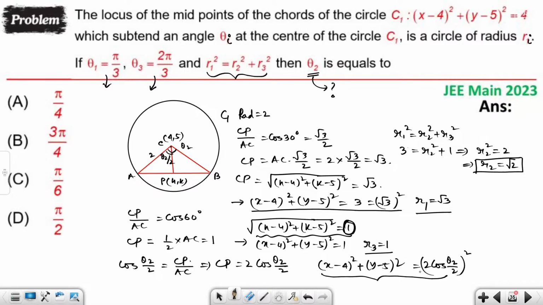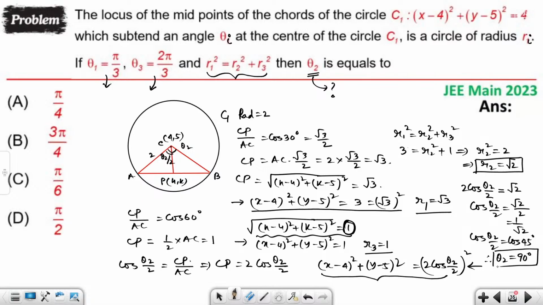Clear? Now, what is the radius of this circle? This is the locus of the second case. And what is the radius of this second circle? It is 2 cos theta 2 over 2. Now, by the problem, this is nothing but root 2. Therefore, cos theta 2 over 2 is root 2 over 2, that is 1 over root 2. So, cos theta 2 over 2 is basically cos 45 degree. Yes or no? Therefore, theta 2 is nothing but 90 degree or pi by 2. Is this clear? Very simple sum.